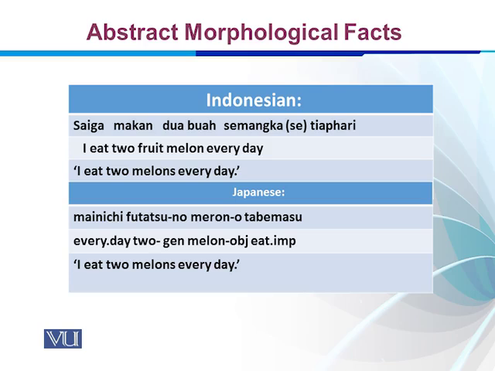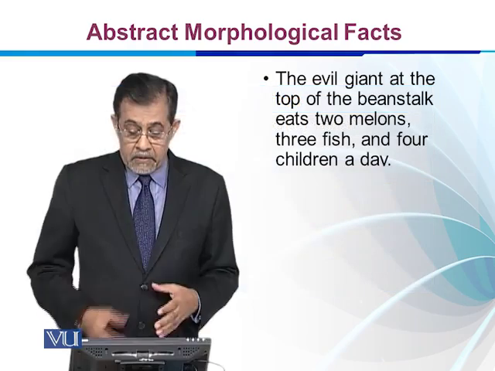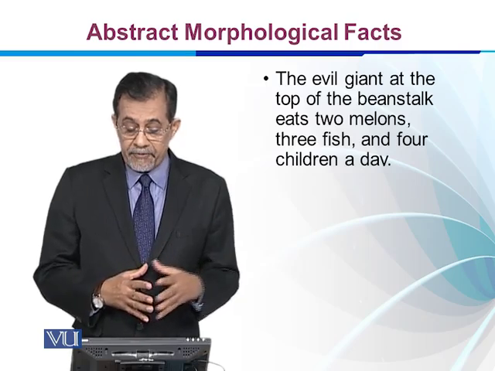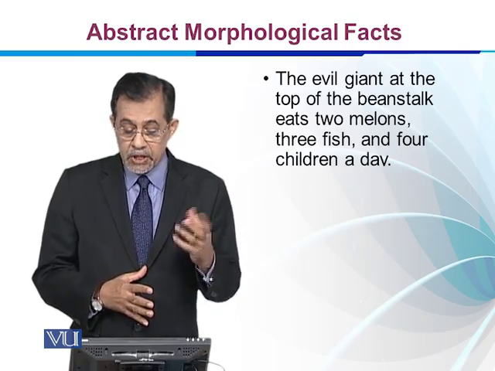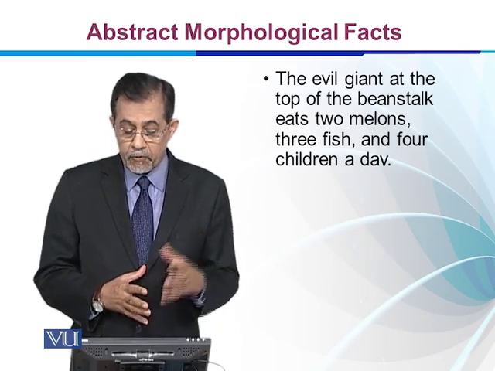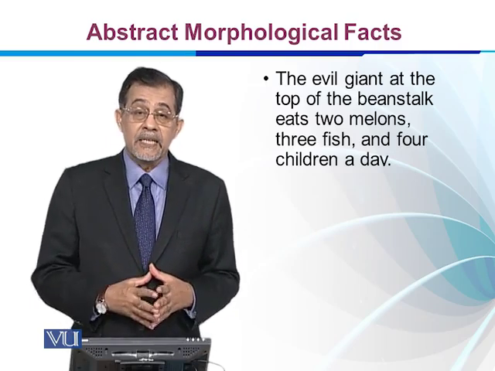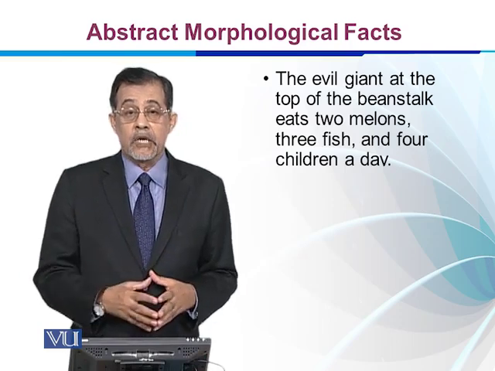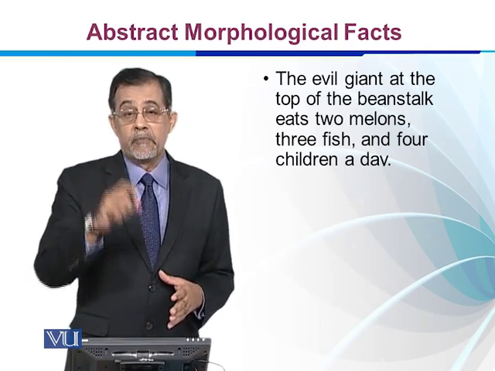Similarly, in Japanese, we have "every day 2 melon, object eat," right? So we don't have any plural morpheme in this language. Whereas in English, I eat 2 melons every day. "The evil giant at the top of the beanstalk eats 2 melons, 3 fish, and 4 children a day." This is an English sentence. We have just talked about plural morpheme in English.